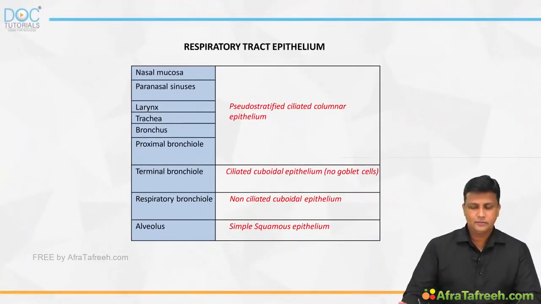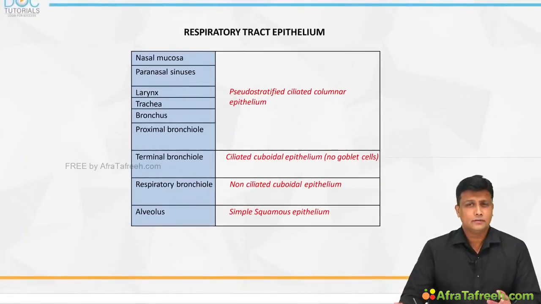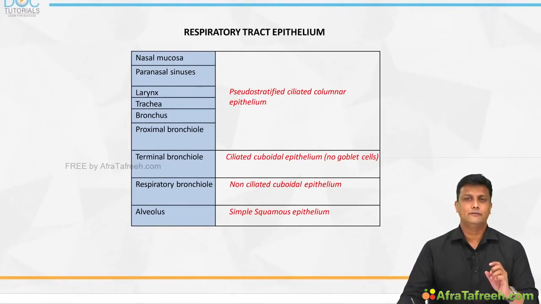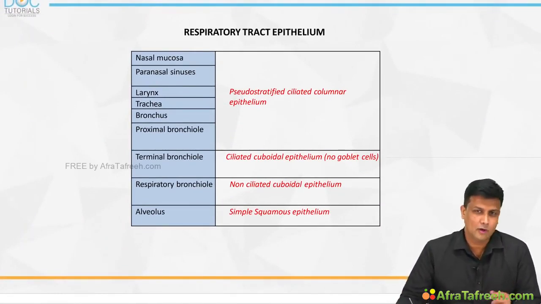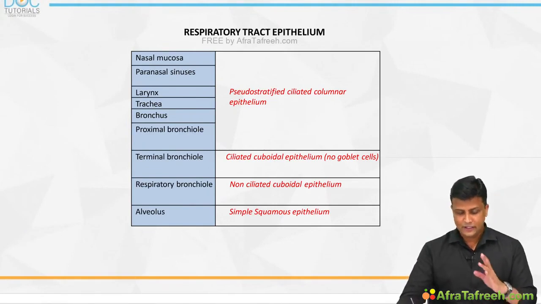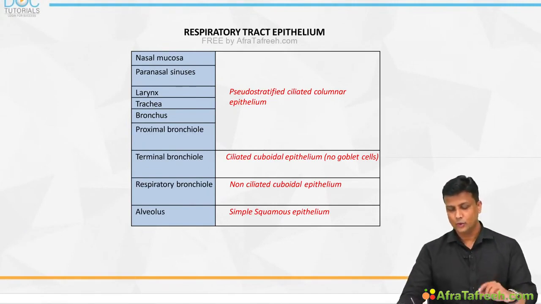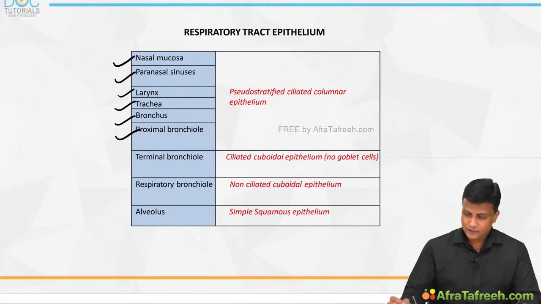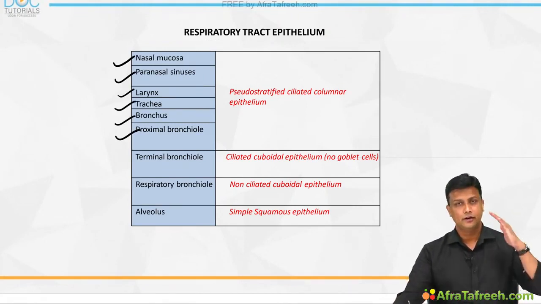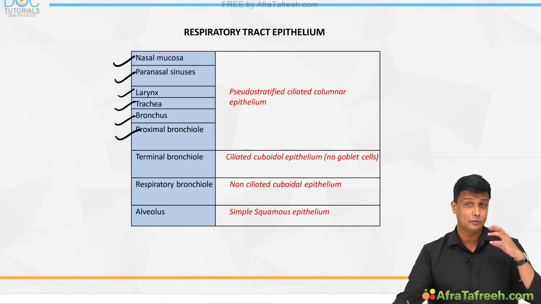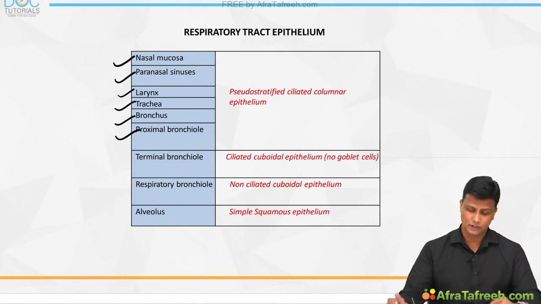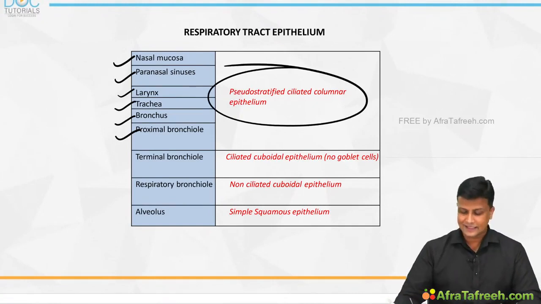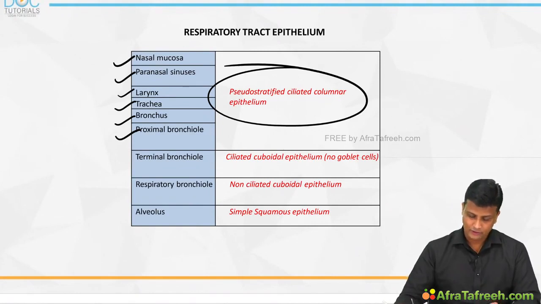Now respiratory epithelium, the important thing that you have to remember is that every system has one particular epithelium, guys. For example, the gut will always have columnar epithelium. Whereas in the respiratory epithelium, you will have what, guys? You will have pseudo-stratified ciliated epithelium. So whether it is the nasal mucosa, paranasal air sinus, larynx, trachea, bronchus, proximal bronchiole, right from the nasal mucosa up to the bronchiole, you will have pseudo-stratified ciliated columnar epithelium.